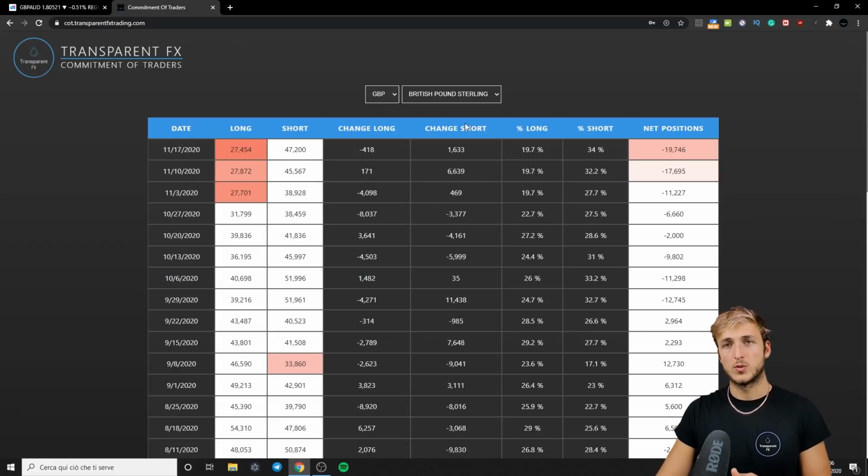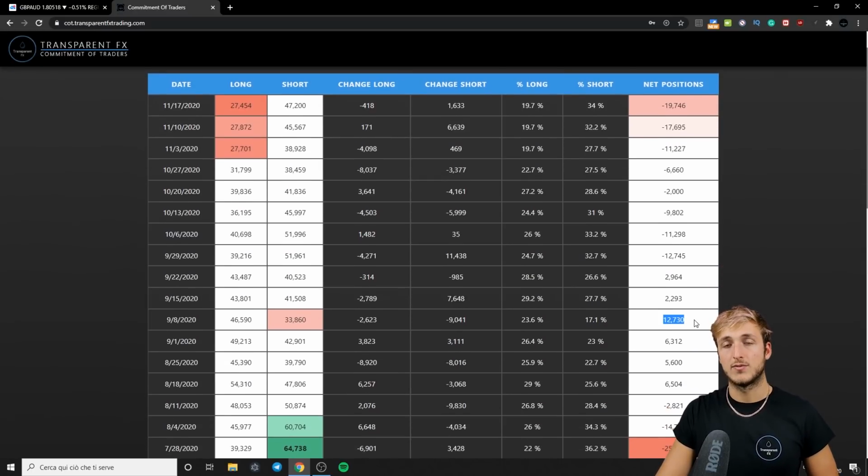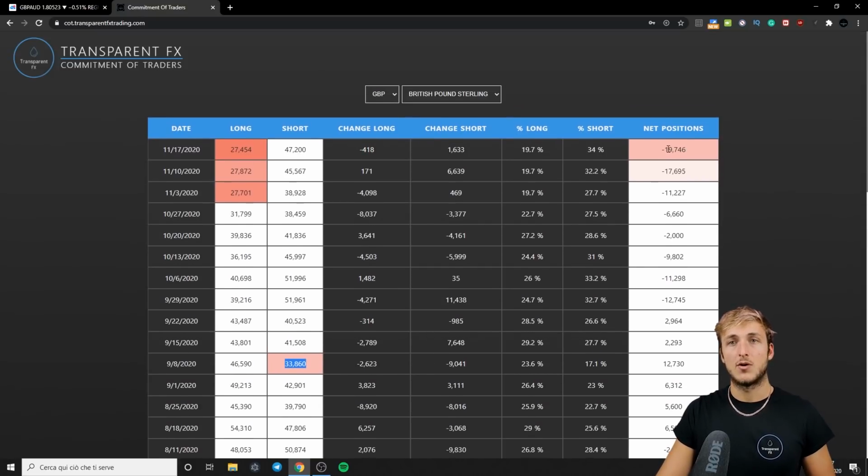Now on the pound, what we have up to now with the previous report is a very strong shift to a negative net positioning, meaning a weak pound. In fact, we went from having 12.7k net positioning, so a positive net positioning with 46.5k longs and 33.8k shorts, to having now a negative net positioning, almost minus 20k, with minus 19.7k net positions and a 34% short exposure and only 19.7% long exposure.